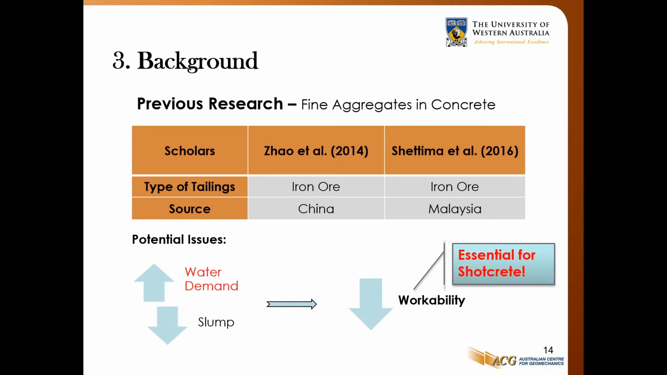So we need to pay attention to this area if we use the tailings as a fine aggregate in the Shotcrete. And also, the water demand is also an issue because it's harder to get potable water in the underground. It's not so easy as in the civil constructions.